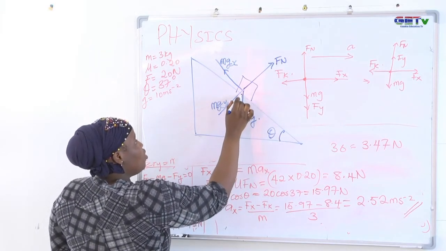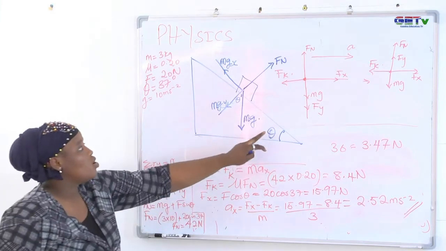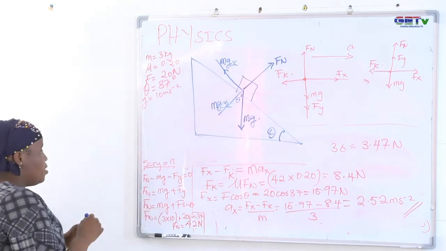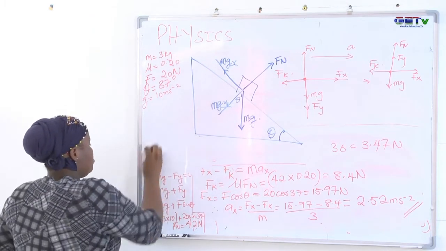And the second thing you need to note is that this angle theta will always be equivalent to the angle of this theta given. Theta is always equivalent to theta prime. That is if you have studied geometry. Good.